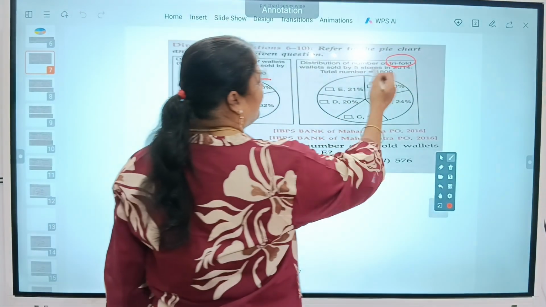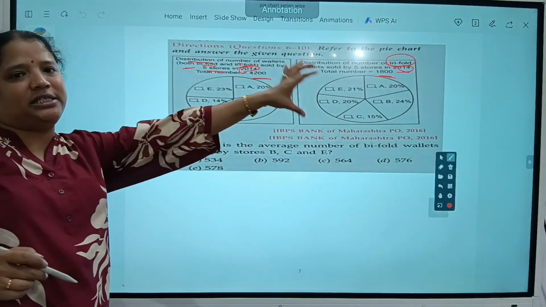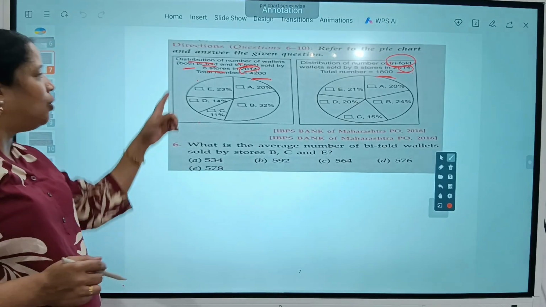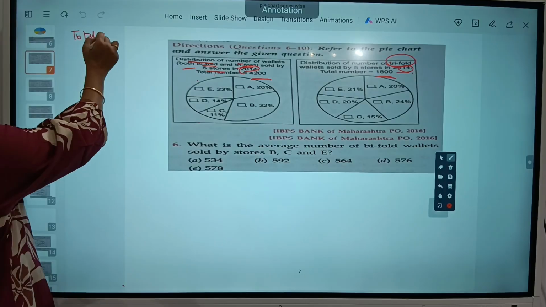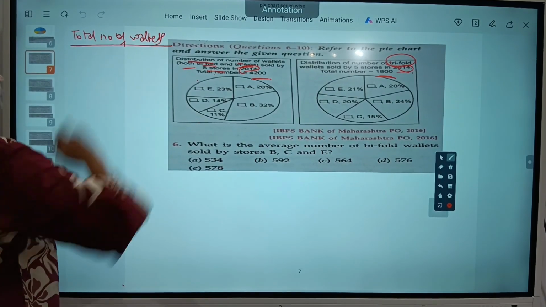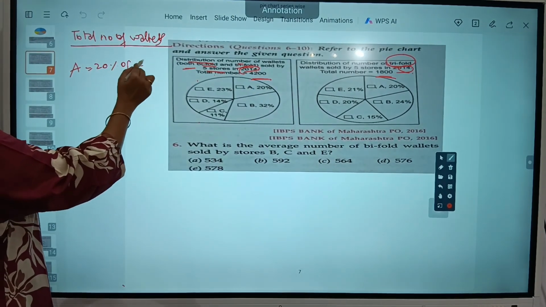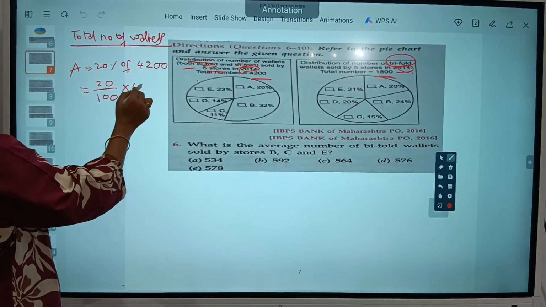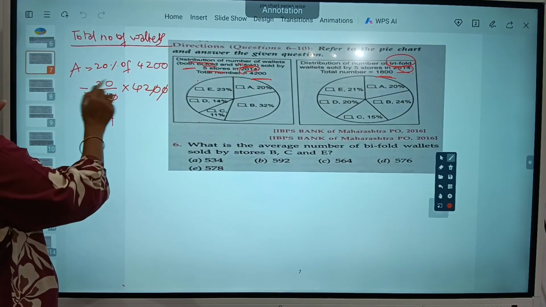Okay, so the trifold wallets sold by the 5 stores in 2014 is 1800. Now we have to first solve this pie chart, and on the right side we have to solve that pie chart, and we have to subtract. Then we will get the bifold wallets number. Okay, so I am doing this first. So total number of wallets in store A is equal to 20% of 4,200. So 20 by 100 into 4,200. Here zeros get cancelled. 2 times 2 is 4, 2 times 4 is 8.